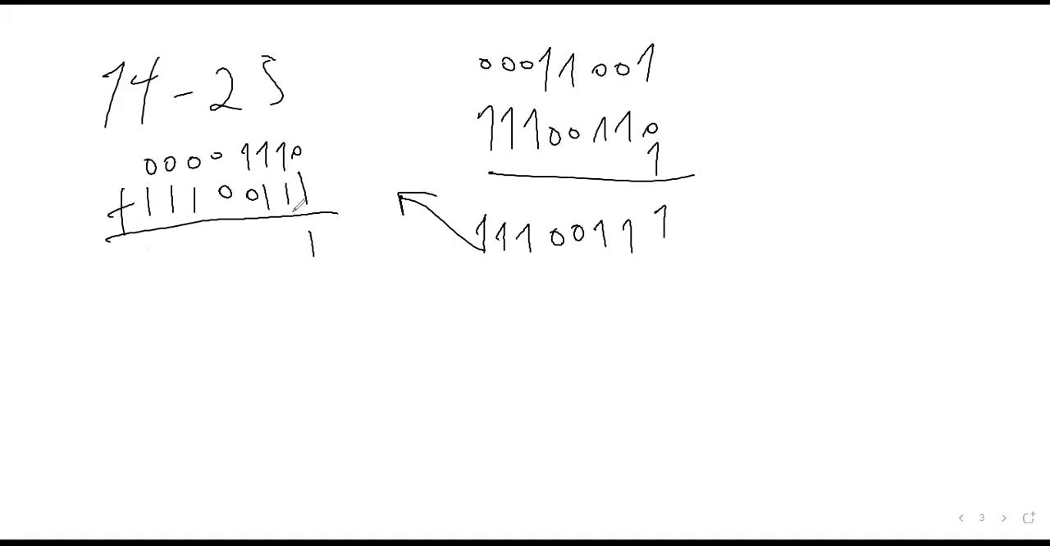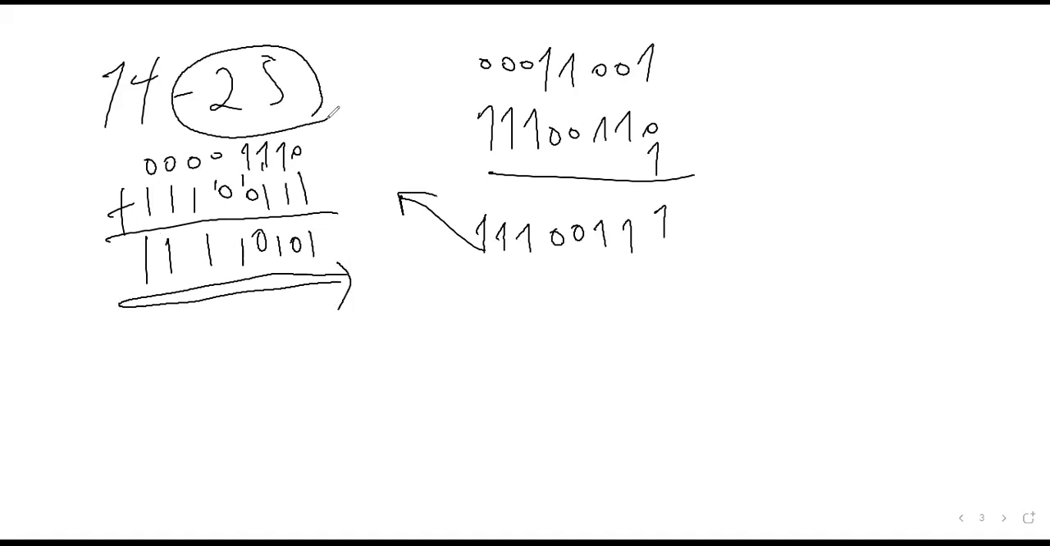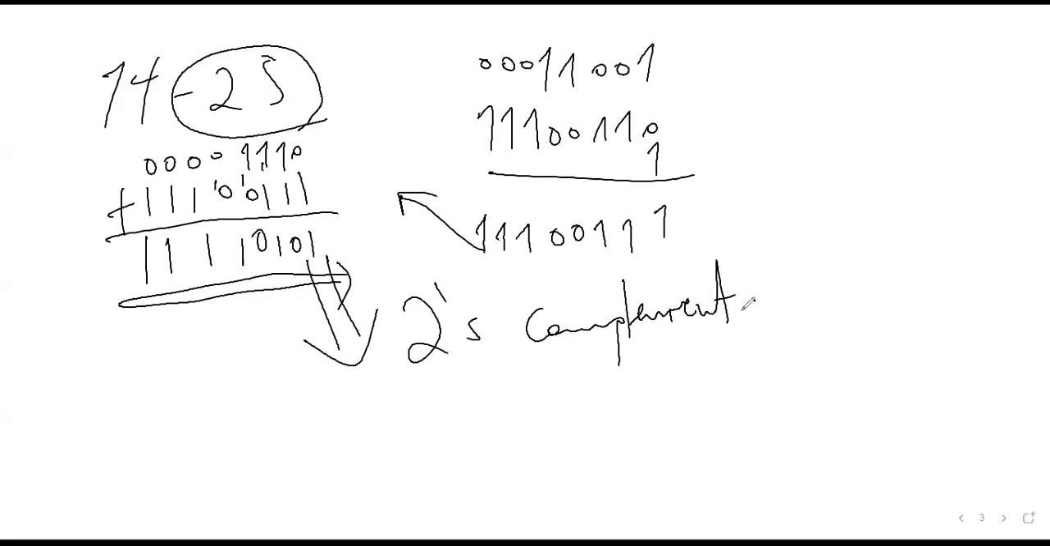Addition: 1 plus 1 is 0, carry 1, and so on, giving 1, 1, 1, 1, 0, 1, 0, 1. This solution, because the second operand is larger than the first, is already in complement form. The solution is already in complement form.